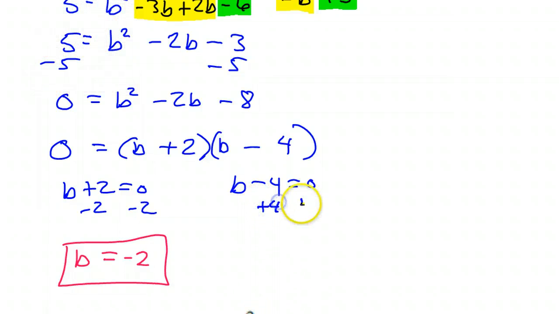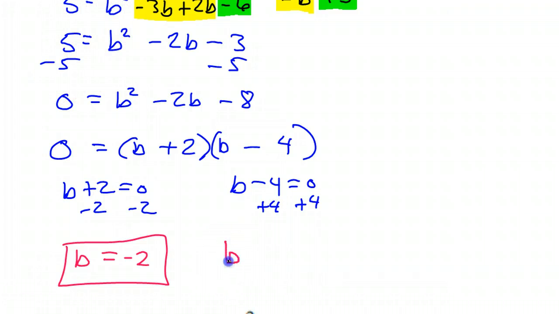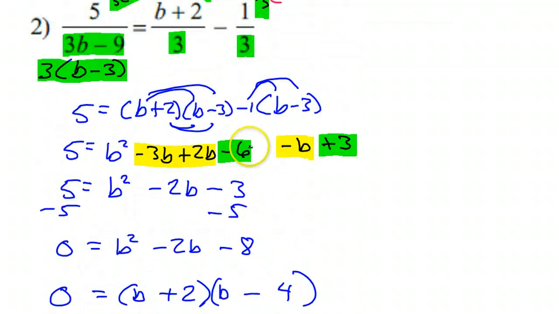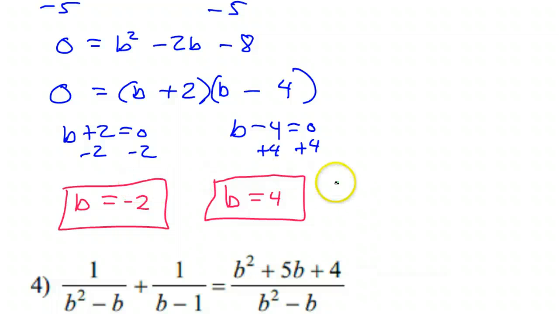Okay, adding 4 to both sides is going to give me b equals 4. Now let's take a look at the restrictions. Based on this, I know that b cannot equal 3. So I'll just note that b cannot equal 3. Alright, so this is the answer to number 2.